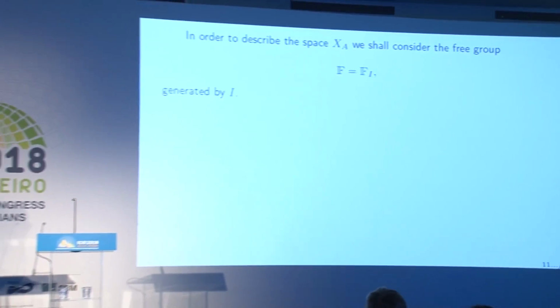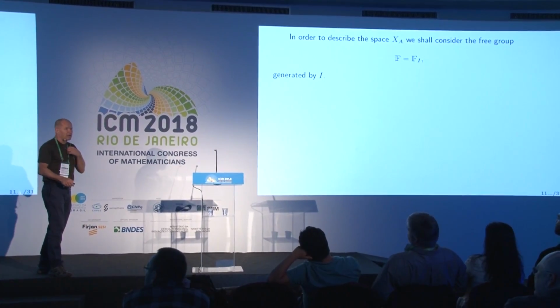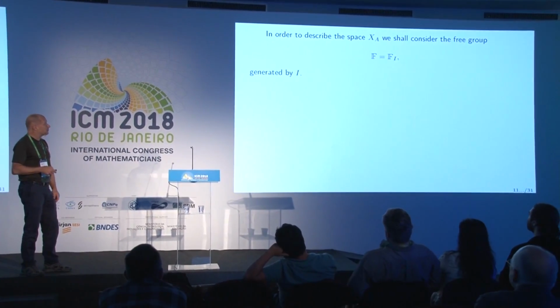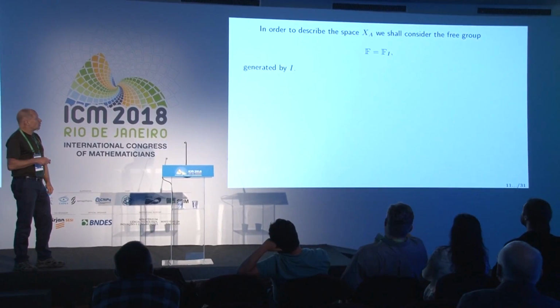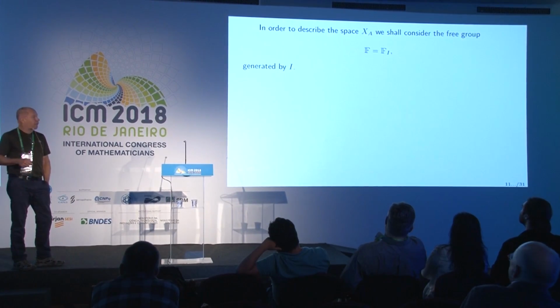But it's not always easy to see what the spectrum of an algebra is, so here is one way to view those elements. In order to do this, I have to introduce the free group generated by the alphabet.